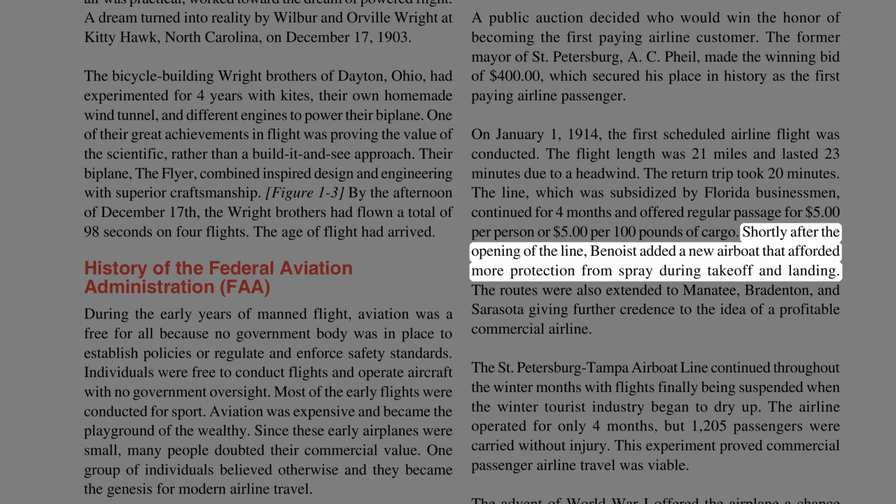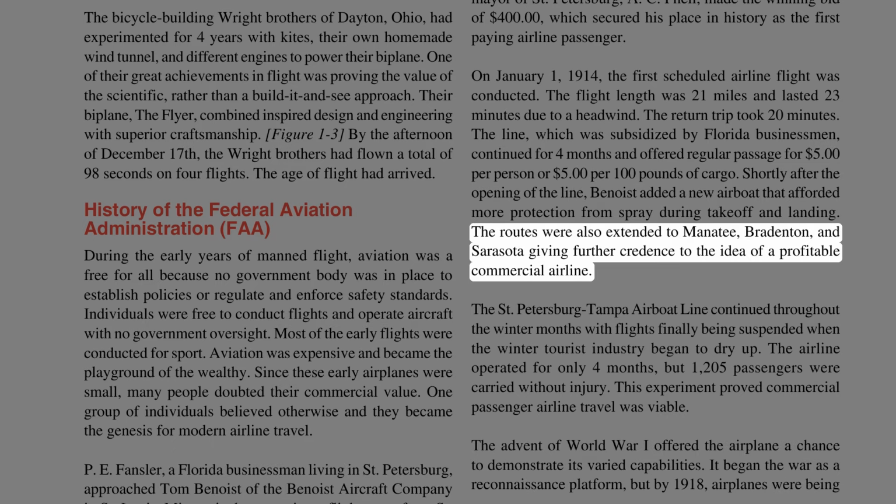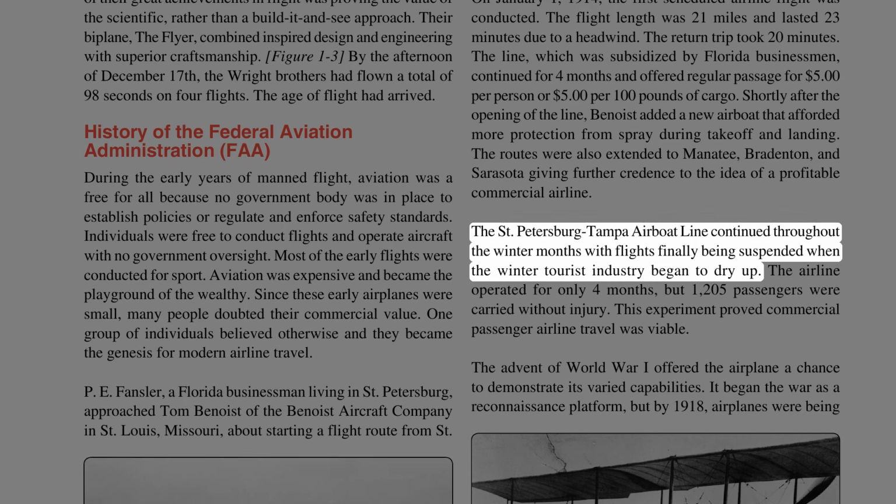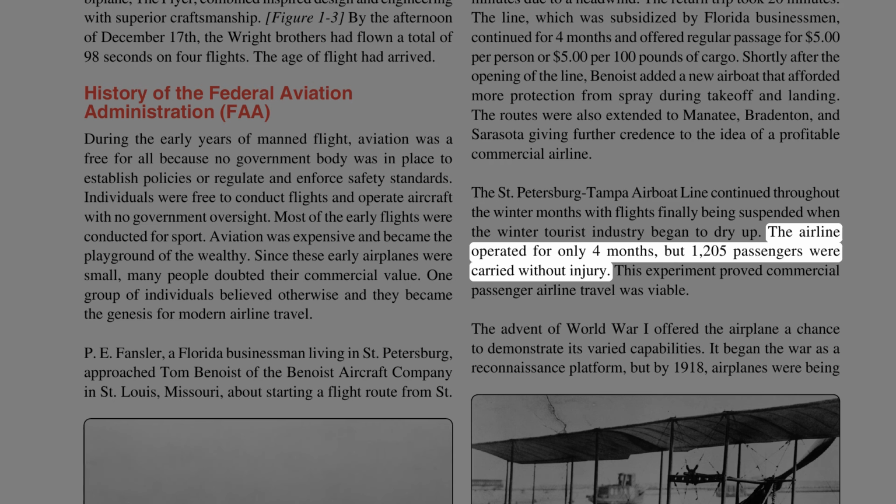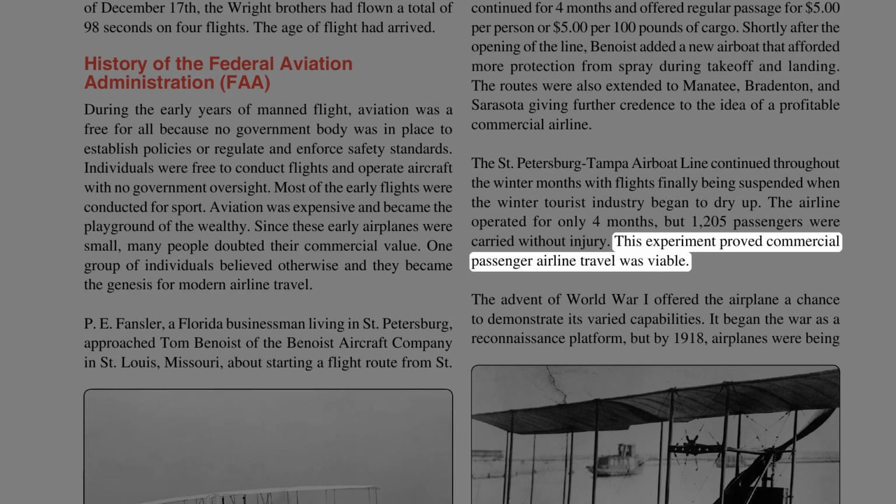Shortly after the opening of the line, Benoist added a new airboat that afforded more protection from spray during takeoff and landing. The routes were also extended to Manatee, Bradenton, and Sarasota, giving further credence to the idea of a profitable commercial airline. The St. Petersburg-Tampa airboat line continued throughout the winter months, with flights finally being suspended when the winter tourist industry began to dry up. The airline operated for only 4 months, but 1,205 passengers were carried without injury. This experiment proved commercial passenger airline travel was viable.